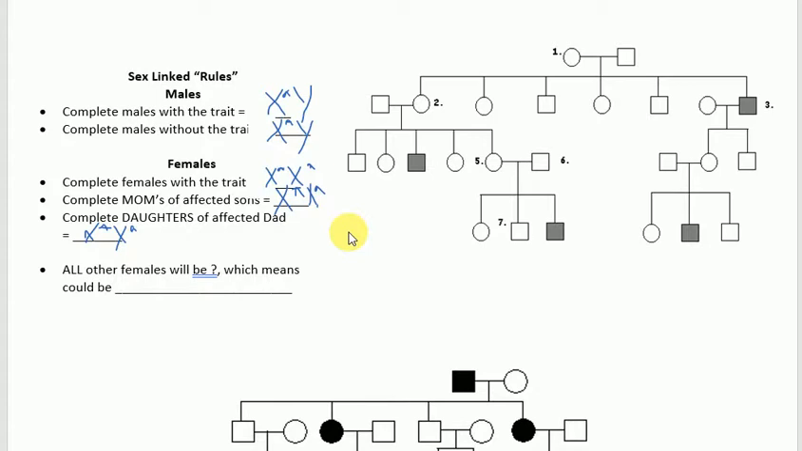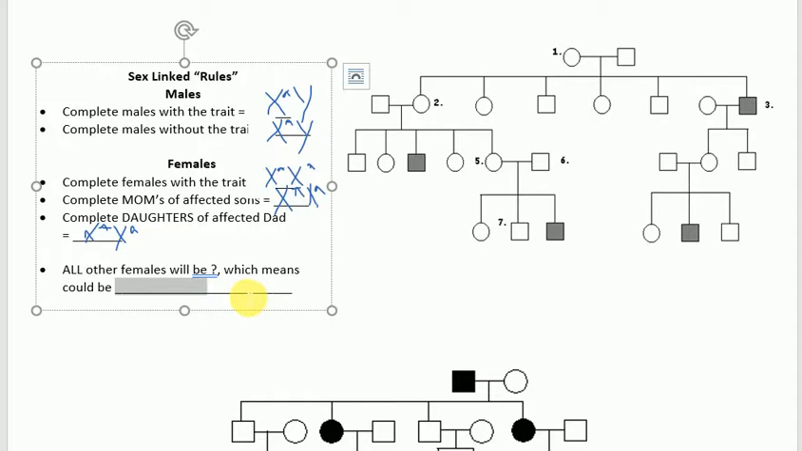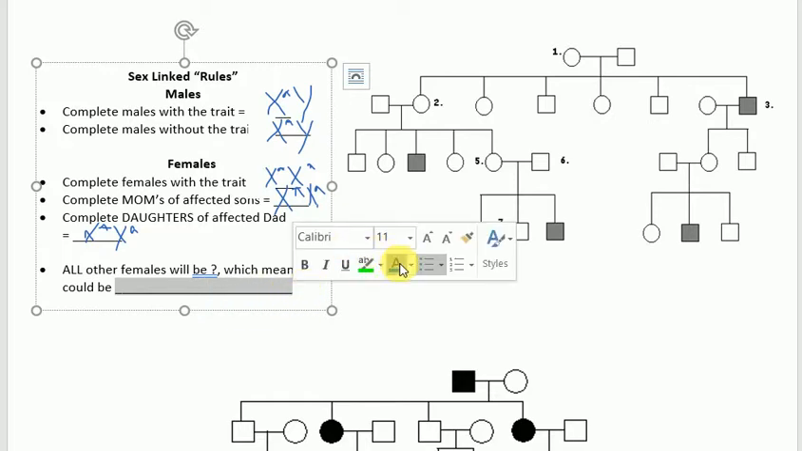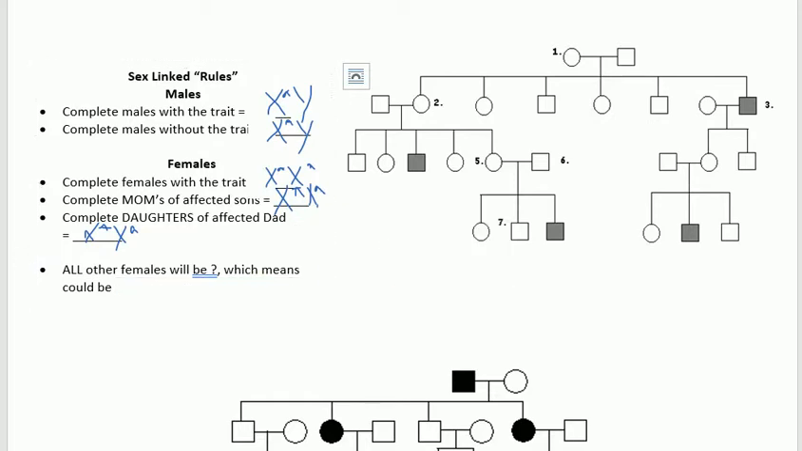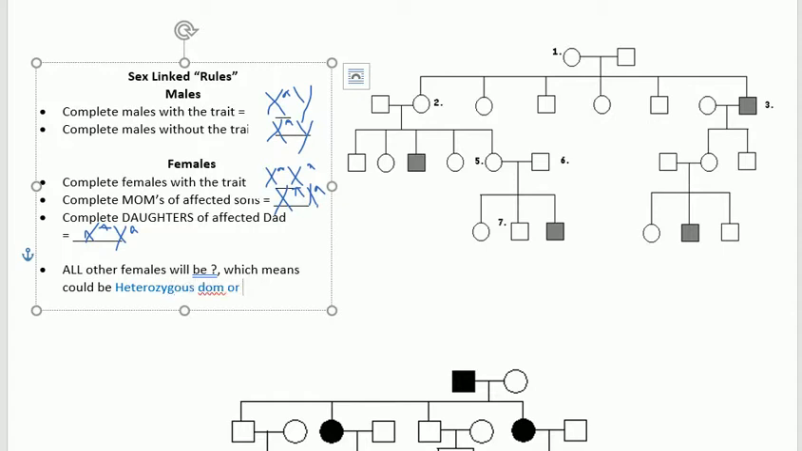All other females will be a question mark, which means that they could either be heterozygous or homozygous dominant. Oh, I did that wrong. My apologies. They could either be heterozygous or homozygous dominant.